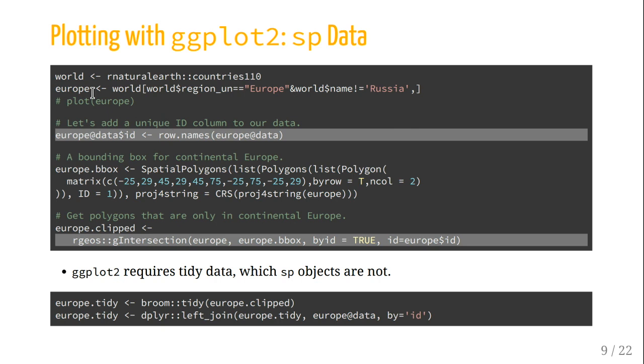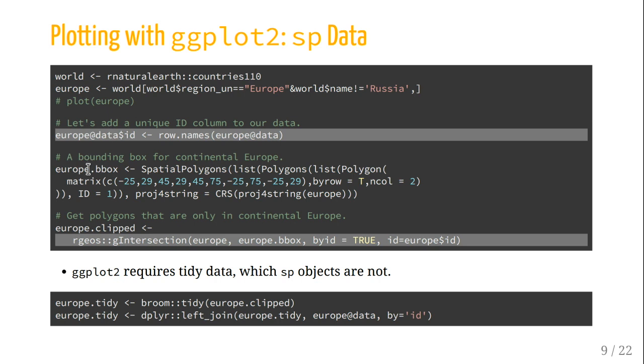So again, the first part is pretty much the same thing. I took the map of Europe. I excluded Russia from it, just the Western hemisphere of it. And then I had to add some unique IDs to each row. Each row represents a country in Europe, so I had to add a unique ID that is going to be used later on when I'm tidying up that data. So this is something that you need to do.